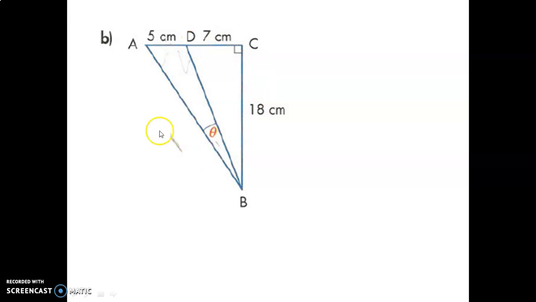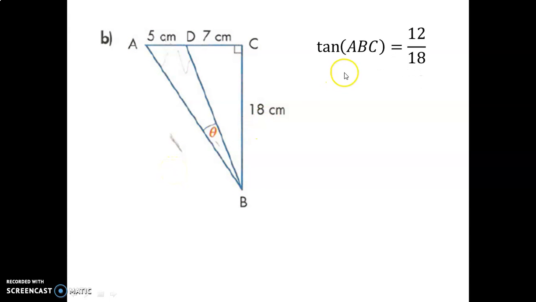Let's try the next one. Take a look at this one. Notice this one has two triangles, but this triangle here is not a right triangle, so we can't do trig in that triangle. But we do have this right triangle, and then the entire thing is also a right triangle. Give it a try. You're looking for this angle.